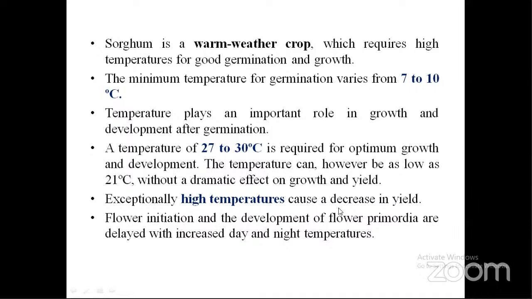Exceptionally high temperatures can cause a decrease in yield. If high temperature prevails during flower initiation and the development of flower primordia, flowering will be delayed, which will have an impact on yield.